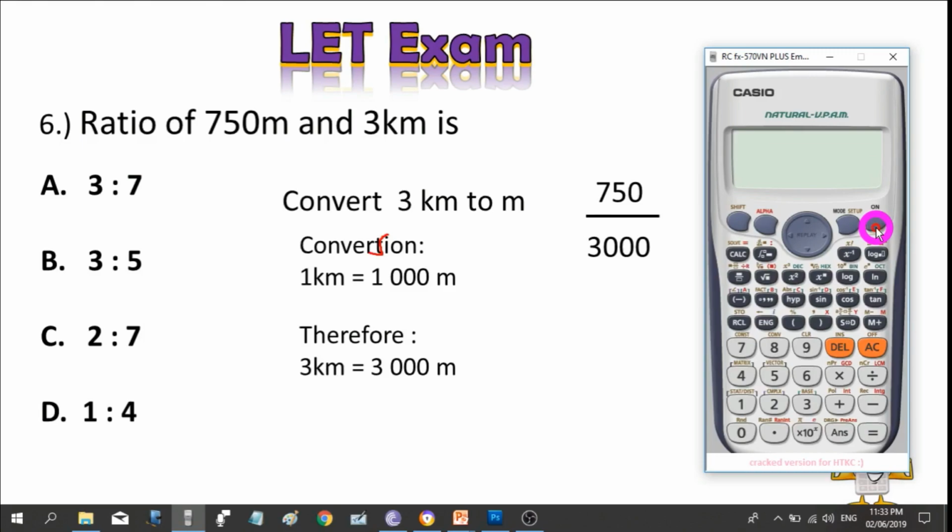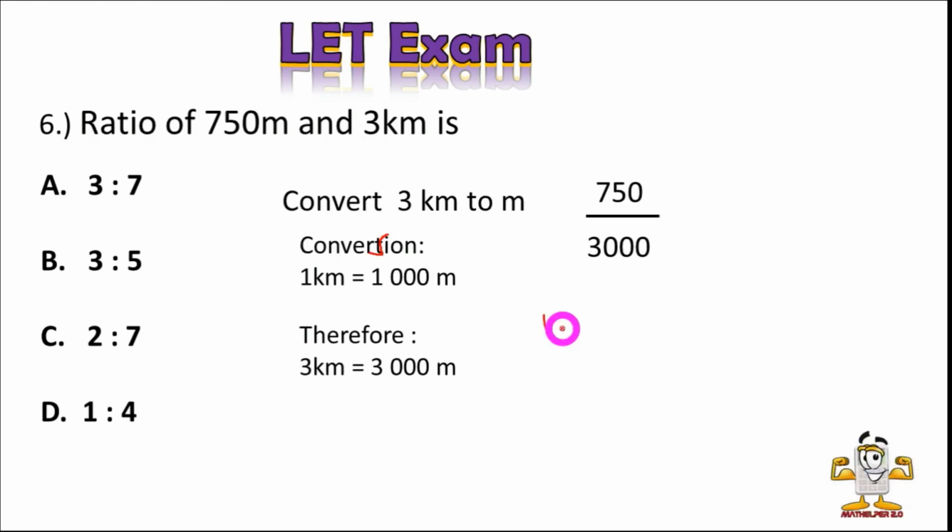So divide mo lang natin to using calculators dahil malaki po yung numbers. So 750 divided by 3,000 equals to 1/4. So yung 1/4 is equal to also 1:4. So the correct answer is letter D.